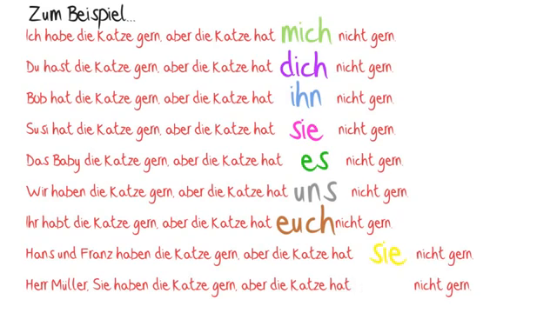With plural nouns, in the third person, the only option is sie. And with the formal form, the only option is Sie, this time capitalized, of course.